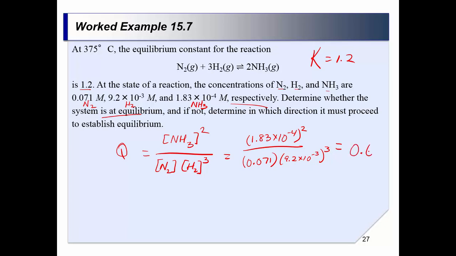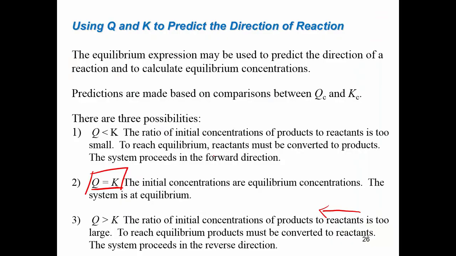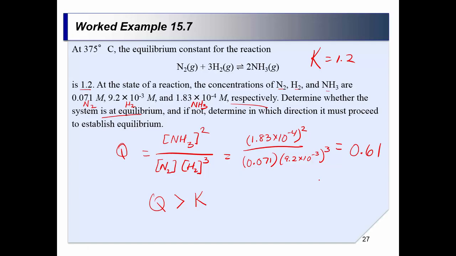Now Q is less than K. So that means, looking back, if Q is less than K, then the ratio of my initial products to reactants is too small. So I need to convert more reactants into products. So this will proceed in the forward direction, or to the right.